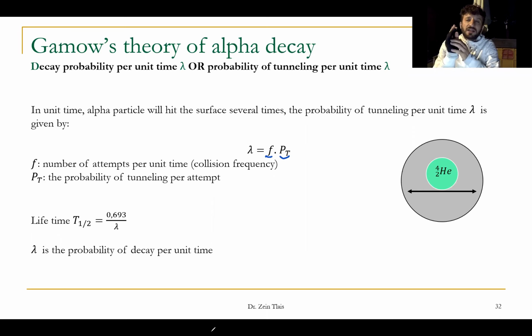For example, here we have one attempt and we have Pt. In 1 second we have many attempts. In this case we can talk about lambda to count these attempts per unit time. So lambda equals f times Pt, and we have a relation between the half-life t half and lambda: t half equals ln 2 divided by lambda.